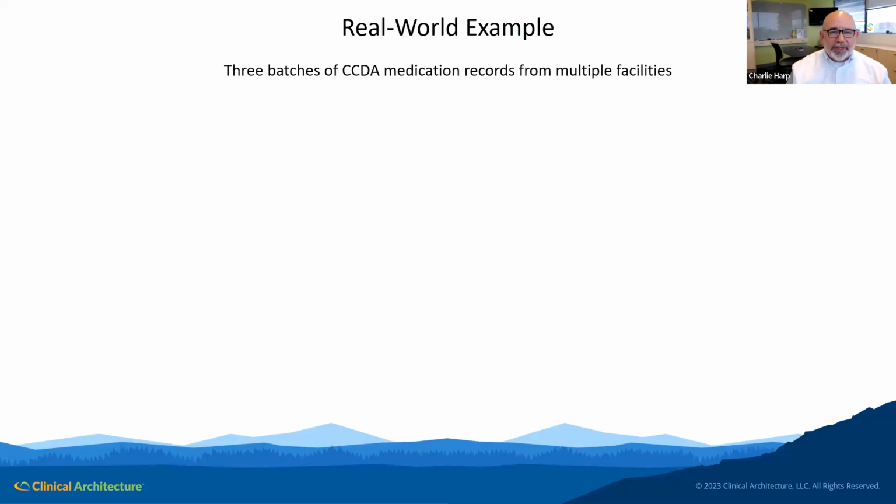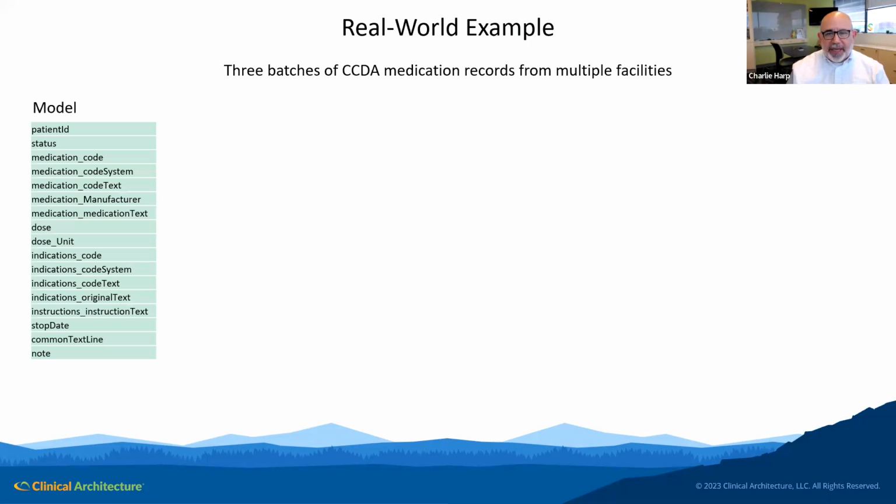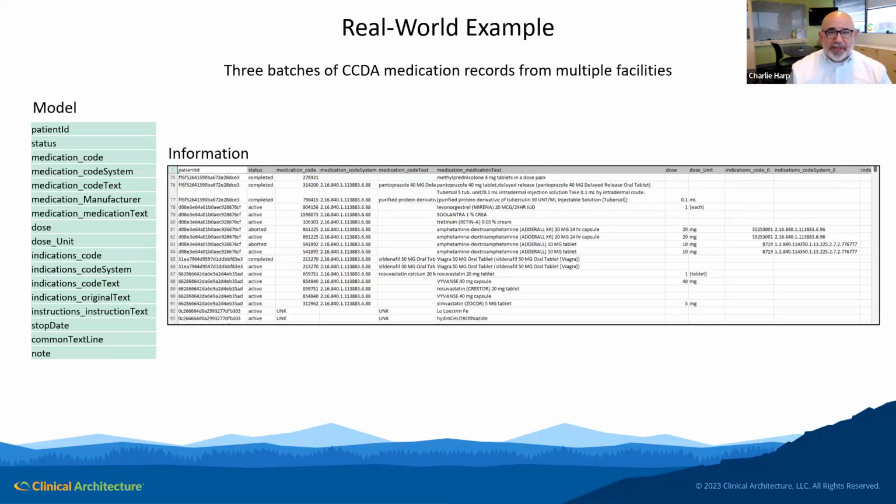Let me tell you a little bit about the real world example before I get into the other parts, just to whet your appetite. We have 3 batches of CCDA medication records from multiple facilities with a very basic information model, which I distilled, and this is essentially what the data looks like. Anybody out there who deals with real world data, what you're seeing here probably does not surprise you. It's a very common pattern of the types of things you might be getting from an exchange partner if you're to receive a CCDA or a FHIR or OMOP or whatever you might receive. So this is what we're going to be assessing as we go into the real world example.